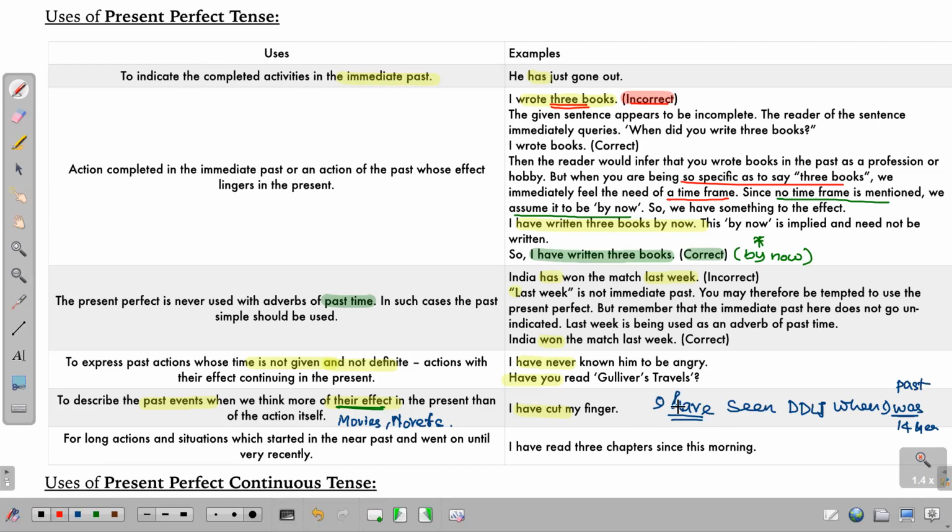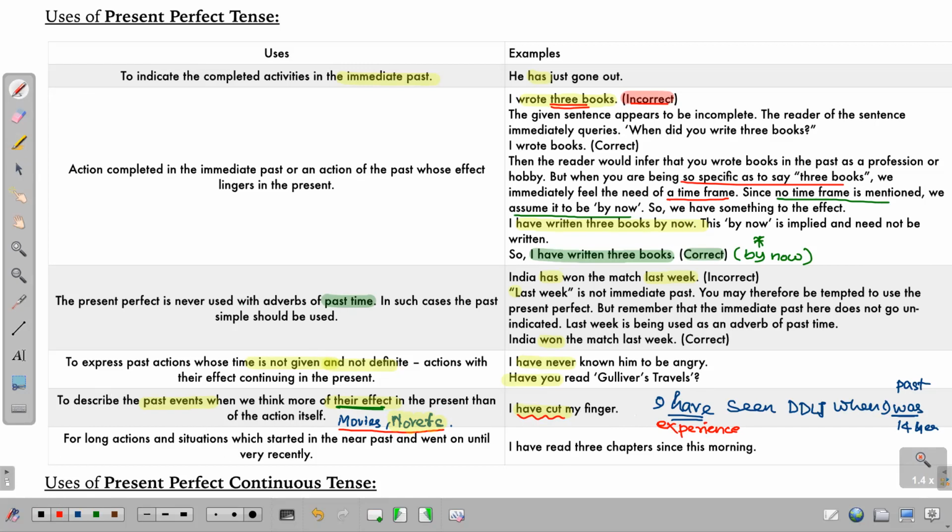Why? Because now you're recalling an experiential thing. So I have cut my finger because it's more of the effect. Okay, it's more of an experience. So when you read a novel, it's more of an experience. So I have read Gulliver's Travels. I have read Great Expectations by Charles Dickens when I was 9, and so on and so forth.